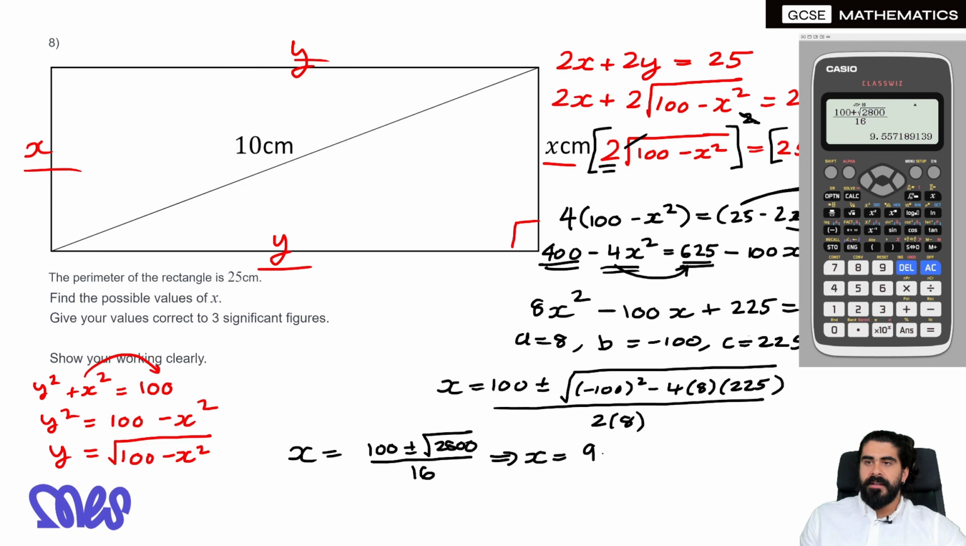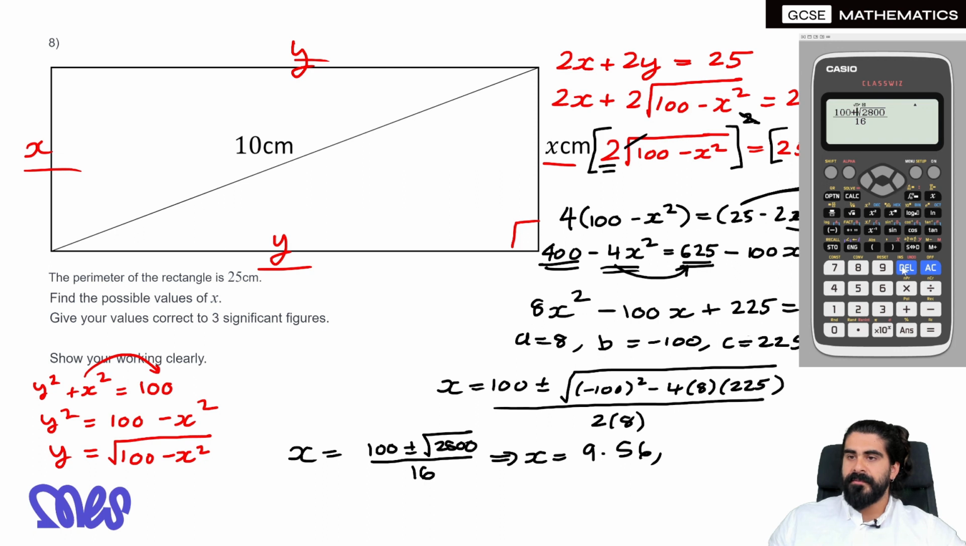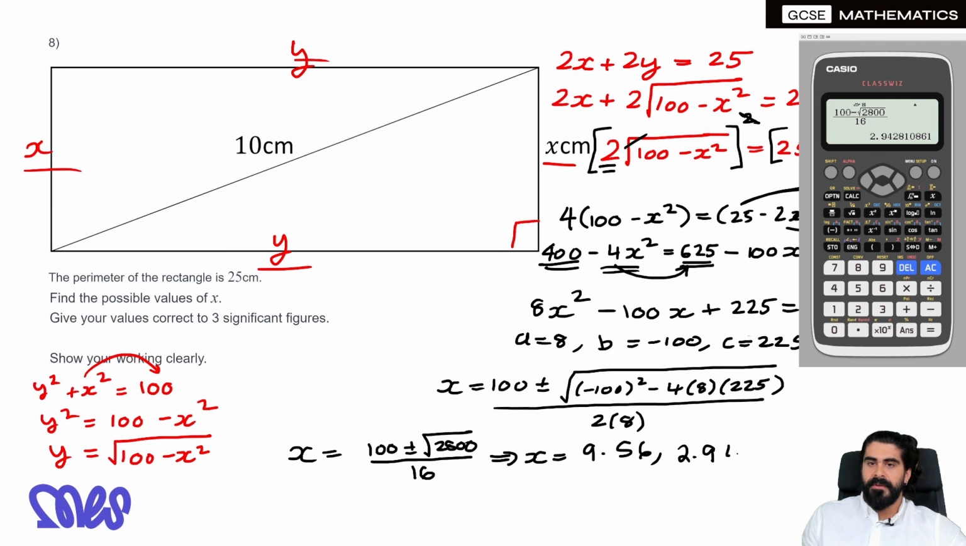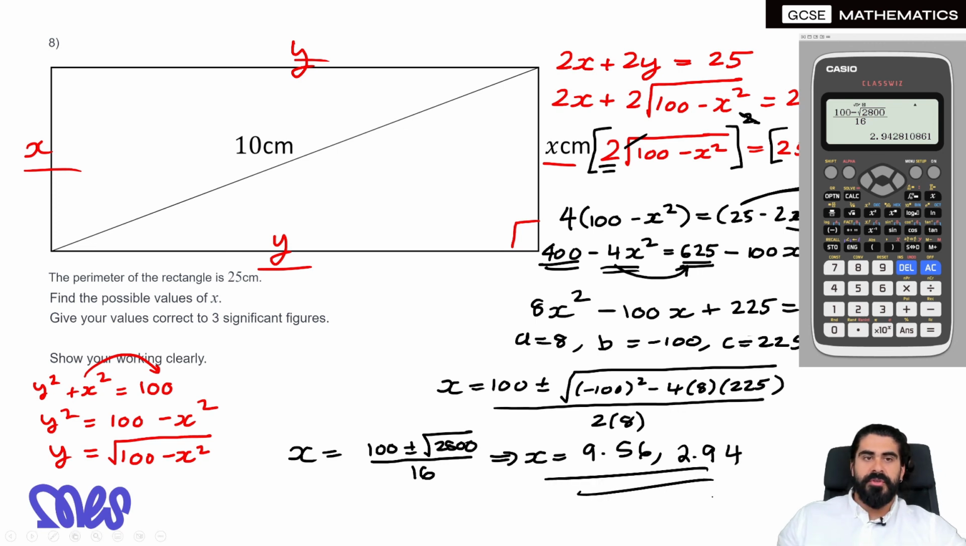We've got 9.56. And then changing it to minus, we have 2.94. And these are our two solutions to this quite a difficult problem.